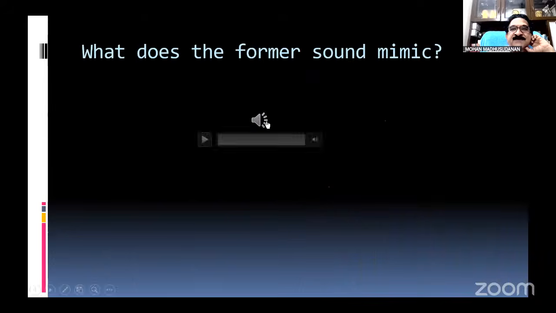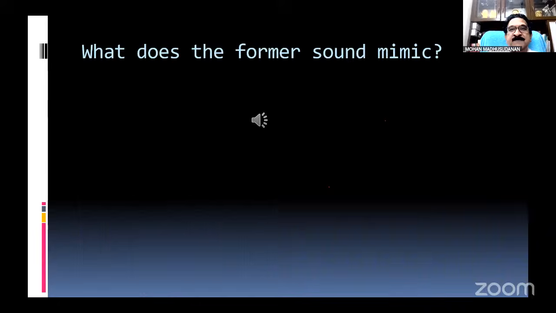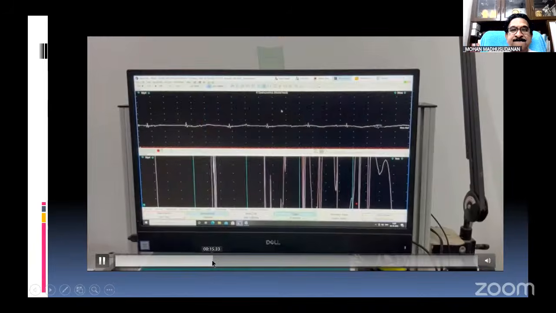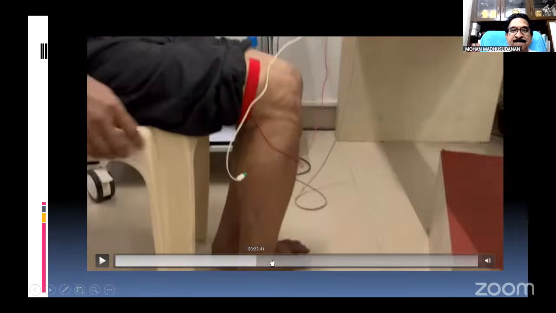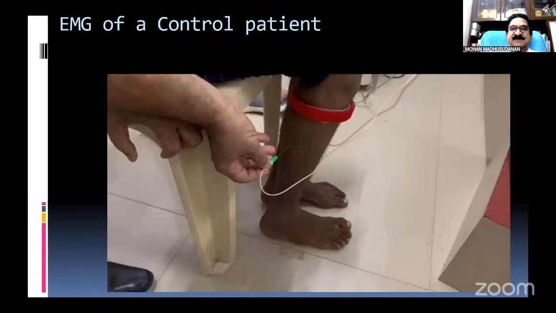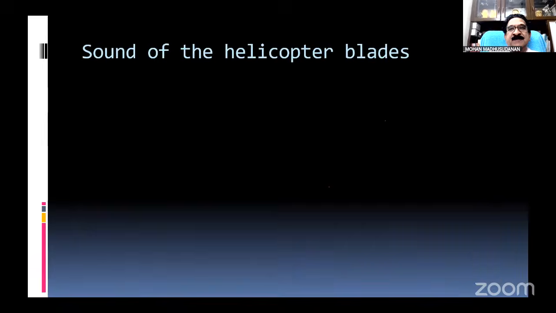Now, I'll play some sound. This is the sound of a helicopter. It's exactly what you heard initially, what the patient had. This is another helicopter sound. Now with that, go back to my patient and hear the sound now. So that's the story of the helicopter sound.